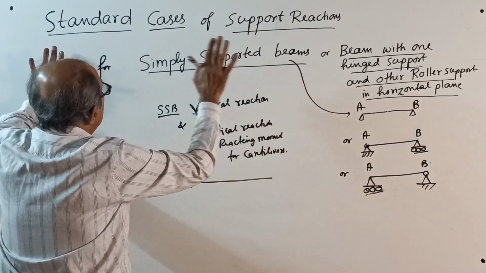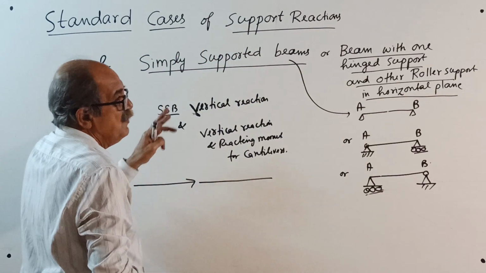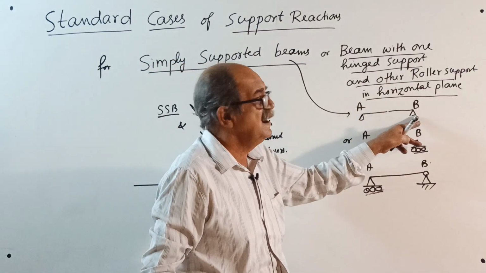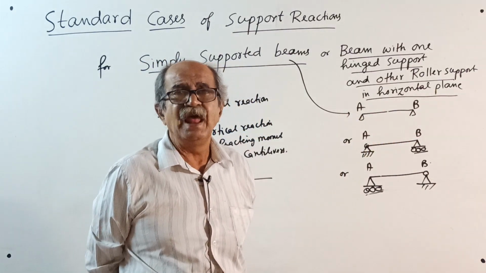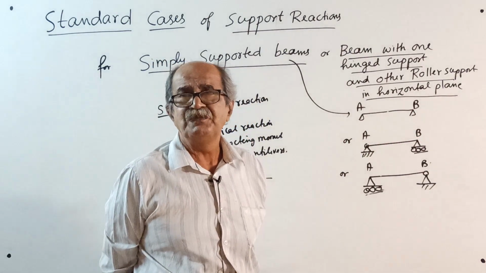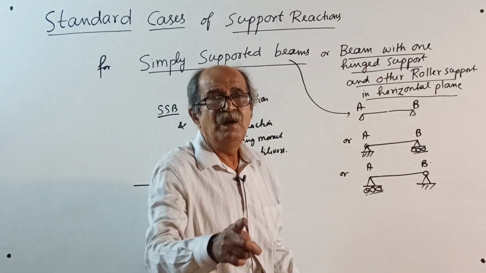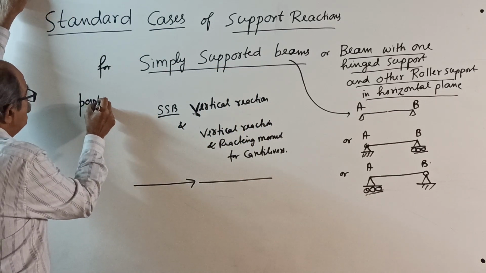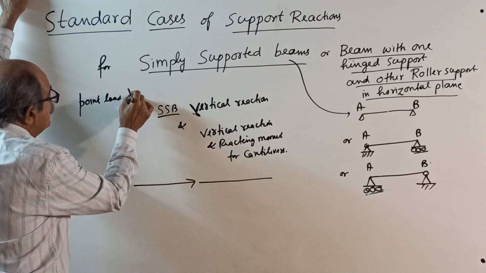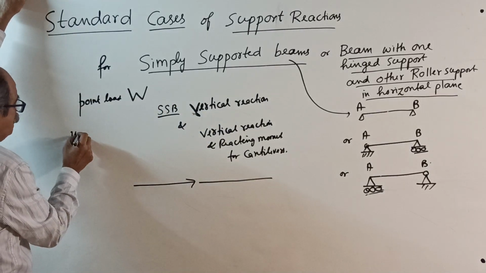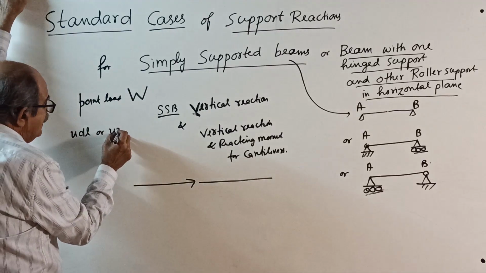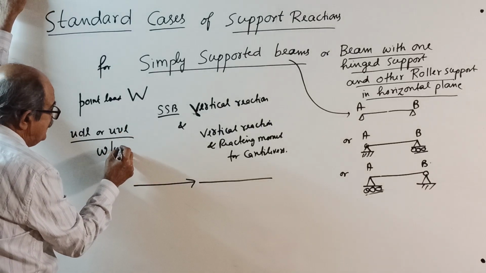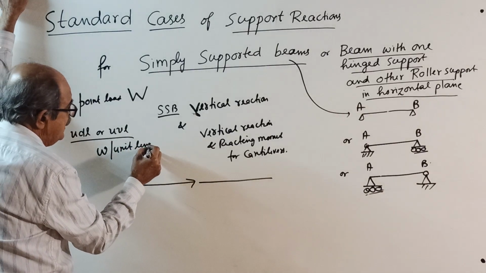Okay, I will remove everything now. Simply supported beams. I will give only vertical reaction. For every simply supported beam, the left side I will call A, the right side I will call B. Span will be L for standard cases. And remember, my symbol is: if it is a point load or concentrated load, the symbol is capital W. Whereas if it is UDL or UVL, then the symbol is small w per unit length, that is the intensity.